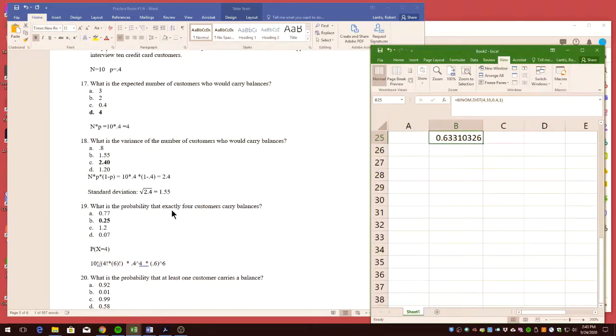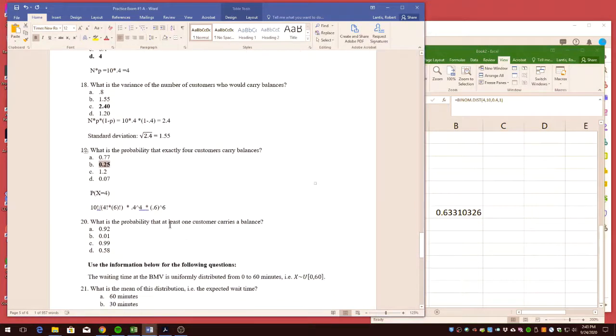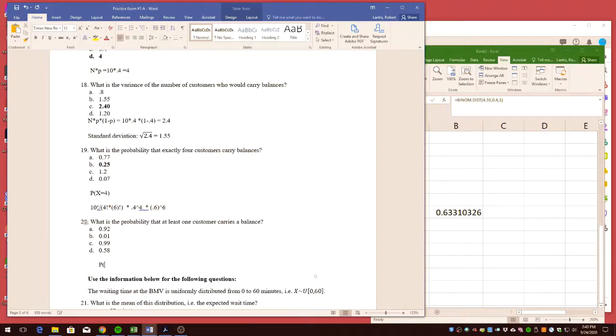Okay. So what if we want the probability that at least one customer carries a balance? Once again, just write down what we're looking for. At least one would be that the probability of X is greater than or equal to. Once again, I'm going to type this in like I would in Excel, but you can imagine if I had a greater than or equal to sign here, I could go to insert and some symbols. So I want to know, is it greater than or equal to 1, right?